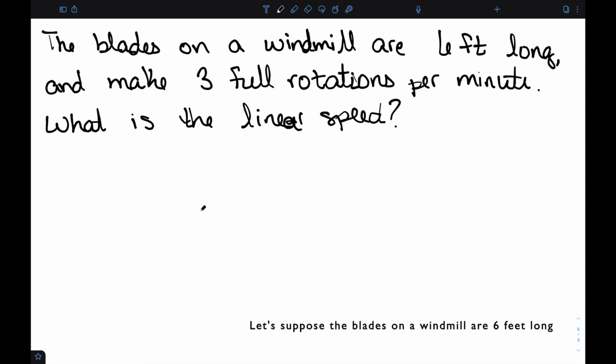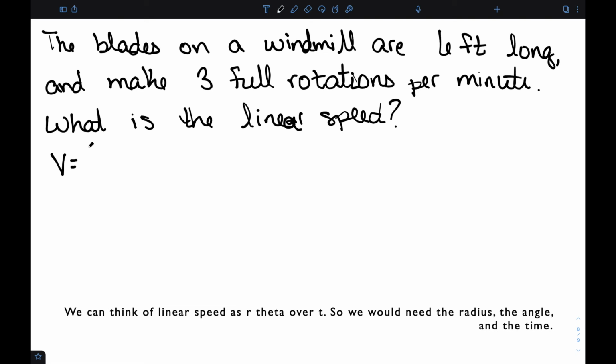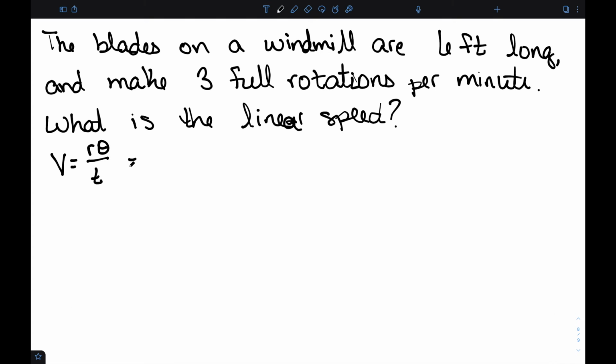Let's suppose the blades on a windmill are 6 feet long and they make 3 full rotations per minute. So I want to know what is the linear speed. Linear speed was given in 2 different ways. We can think of linear speed as r theta over t, so we would need the radius, the angle, and the time. Or we could think of it as r times omega, where omega is my angular speed.